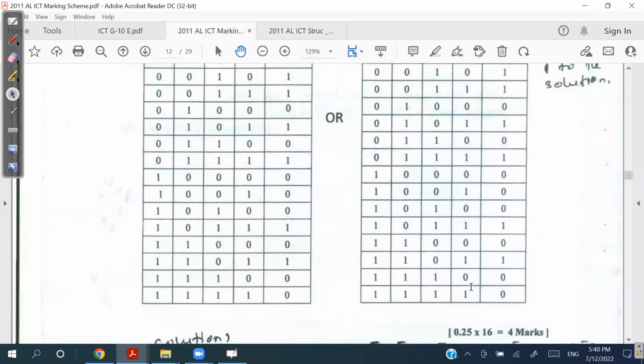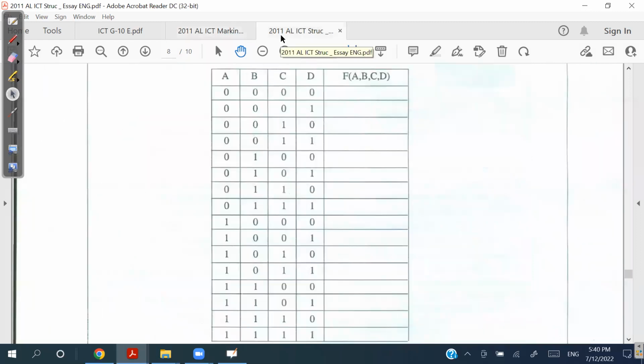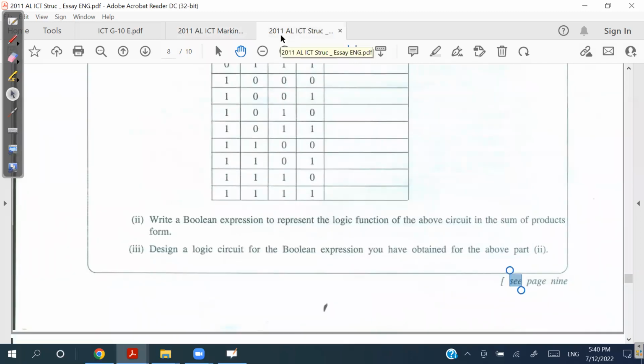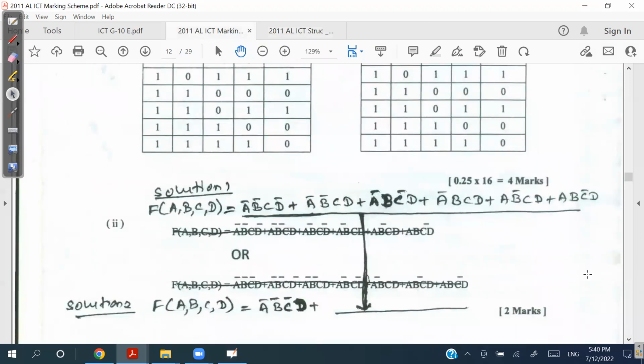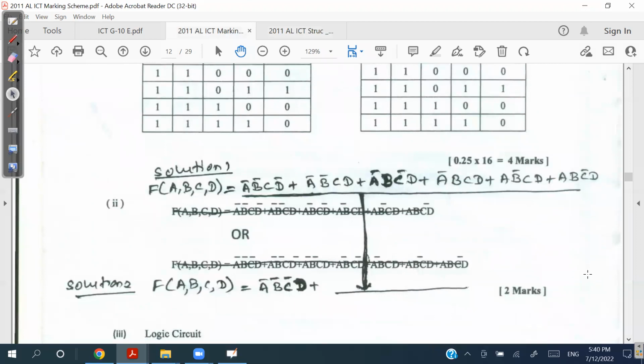Okay, so later they ask you to write a Boolean expression to represent the logic function of the above circuit in the sum of product form. Sum of product means SOP. So your answer must be a sum of product. So if your truth table is the left-hand side one, then it is going to be the top one. Otherwise, the other one is going to be the SOP.